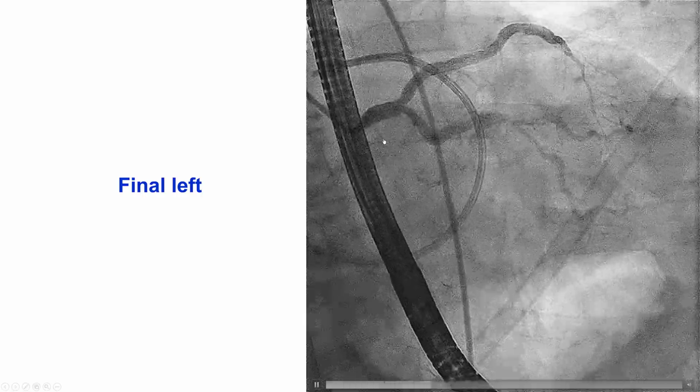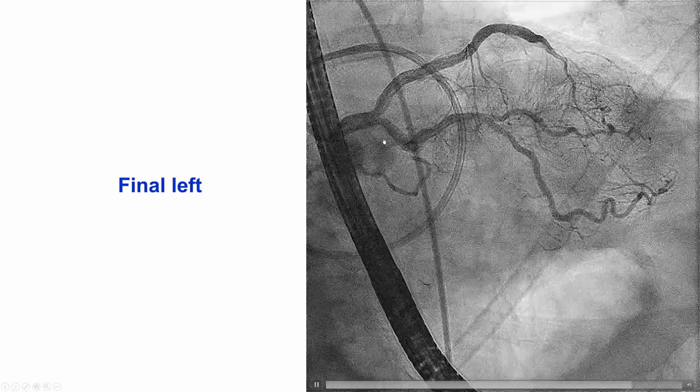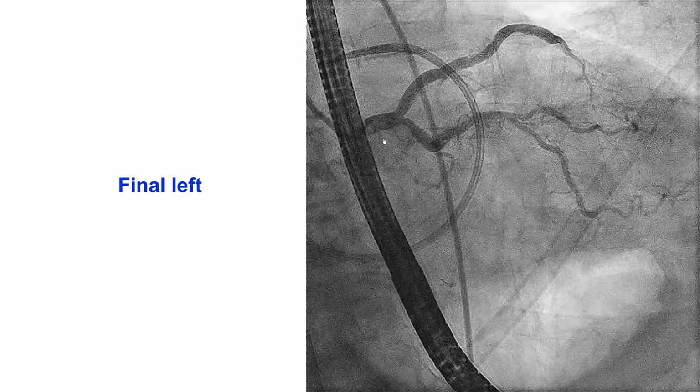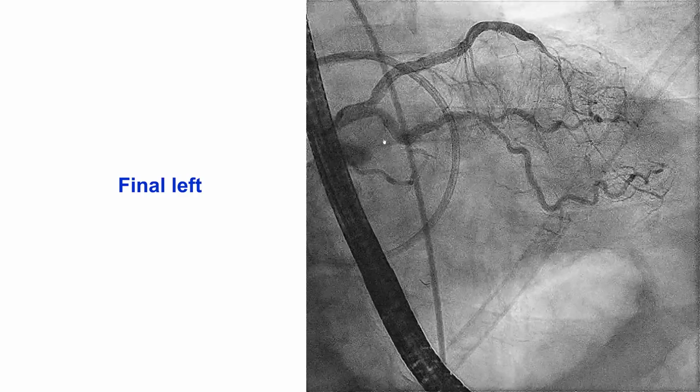I think what we had seen previously was likely the result of poor antegrade flow because the patient was in shock.